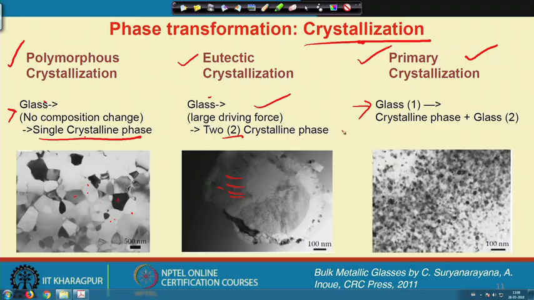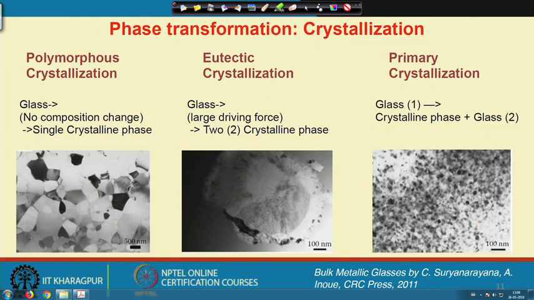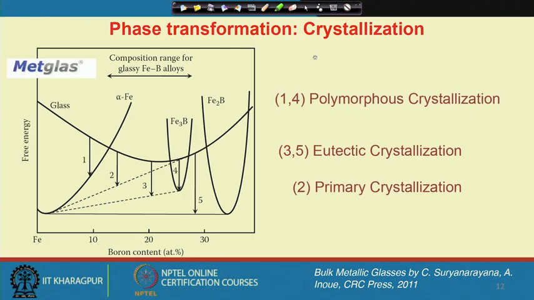In case of primary crystallization, a glass changes its composition to glass 2 and another crystalline phase will appear. So, this is the primary crystallization. What is interesting here is that when a glass 2 appears, there is definitely a need for a change in the chemistry of the glassy phase, and there must be a phase separation. So, this is a primary crystallization along with a phase separation. Here is the glassy phase along with some crystalline phase, and we can think about the thermodynamics of such an event, and we can take an example which is a very common metallic glass.